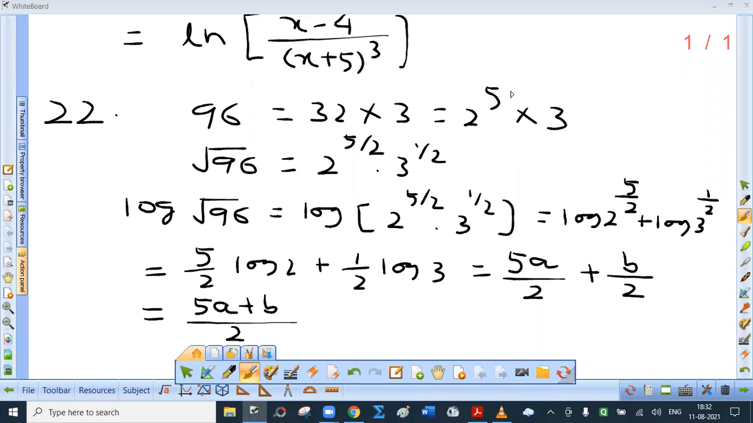I hope you are getting these laws of indices. ab raised to m is a raised to m into b raised to m. Now, taking logarithm on both the sides, please do not read this as log into. So on RHS, what is log mn? Log m plus log n. Log of m raised to n is n log m. But they have given that log 2 is a, and log 3 is b. So 5 upon 2 a plus 1 upon 2 b, LCM is 2. So 5a plus b. As simple as that.